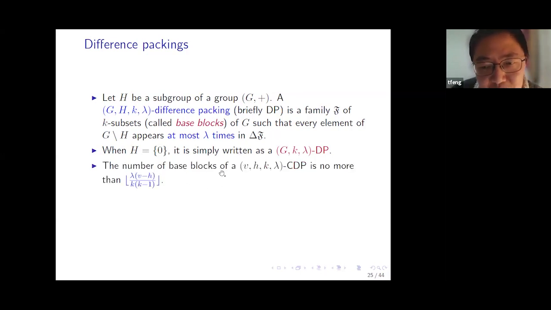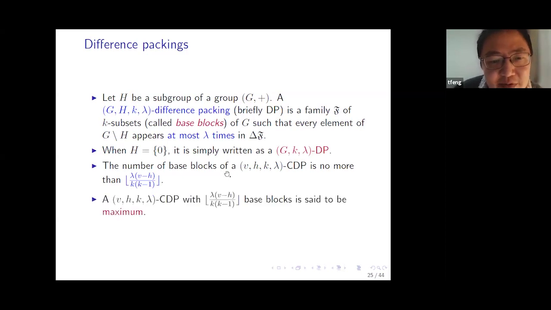So the number of base blocks of a cyclic difference packing is no more than this number. There are lambda times (v minus h) differences, and each base block contributes k times (k minus 1) differences. So the number of base blocks is no more than this number. And if a cyclic difference packing achieves this number, then this cyclic difference packing is said to be maximum.